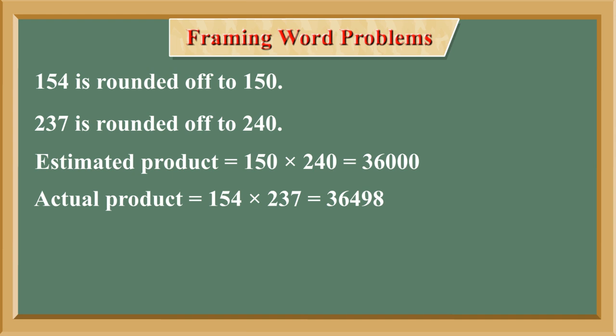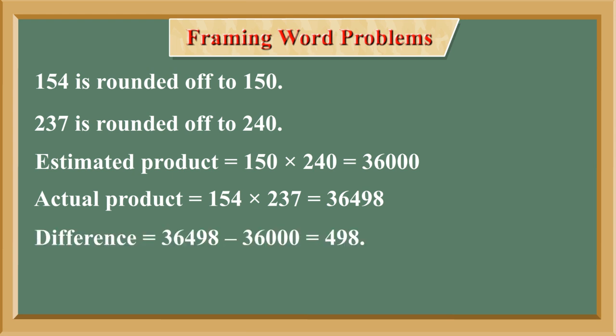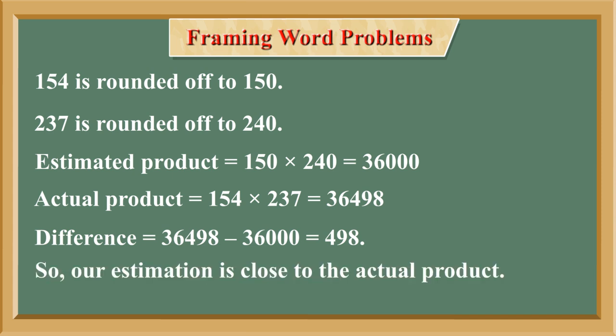Actual product is equal to 154 multiplied by 237, which is equal to 36,498. Difference: 36,498 minus 36,000 is equal to 498. So, our estimation is close to the actual product.